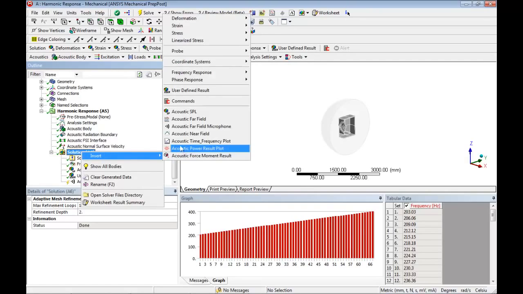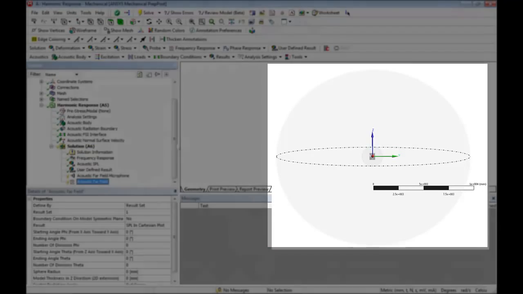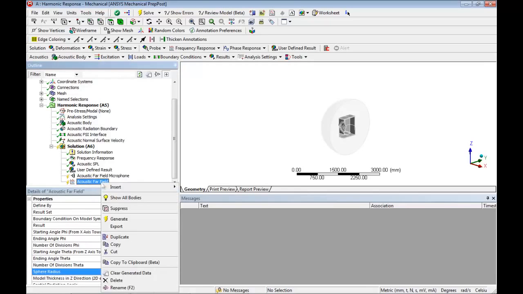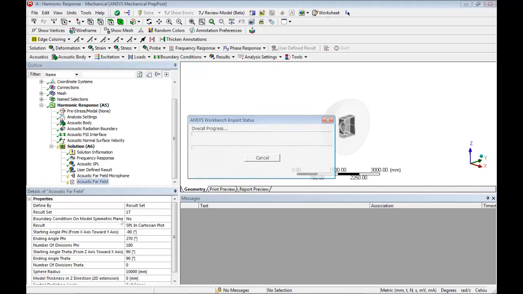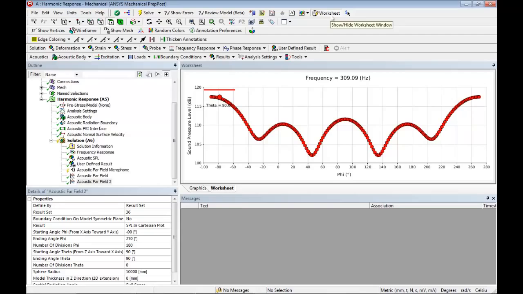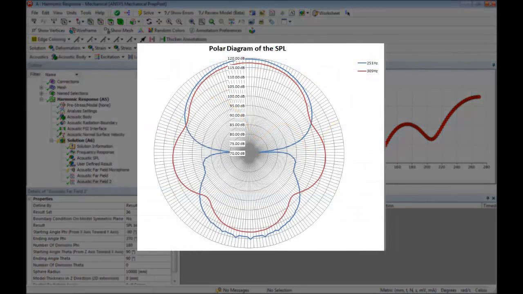Moreover, we can analyze the directivity or SPL on a perimeter of an imaginary sphere with respect to a specific frequency. The representation of the SPL at different frequencies in a polar diagram gives important information about sound propagation characteristics.